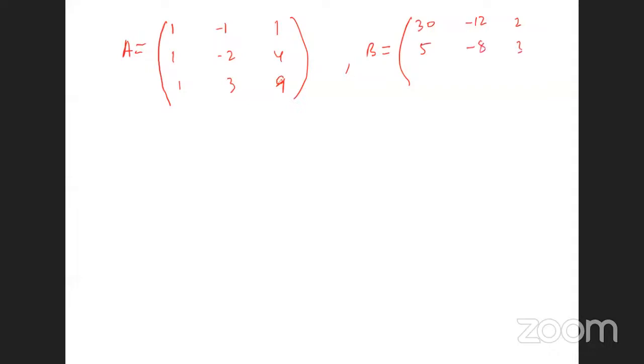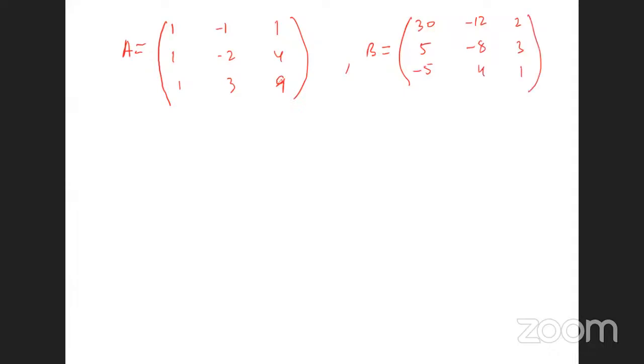Let's say A is equal to 1, -1, 1, 1, -2. That's the same matrix I gave you, right? 1, 4, 9. But now I'm giving you B. B is equal to 30, -12, 2, 5, -8, 3, -5, 4, 1.